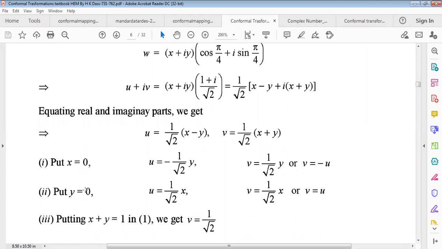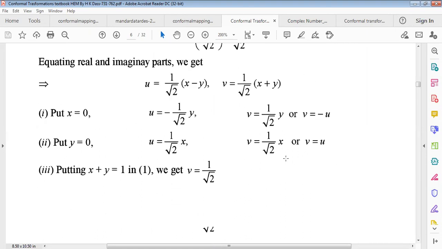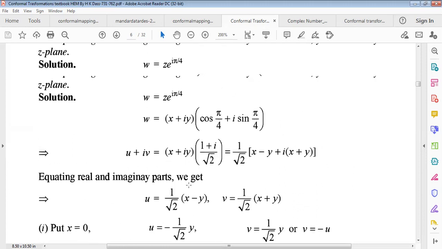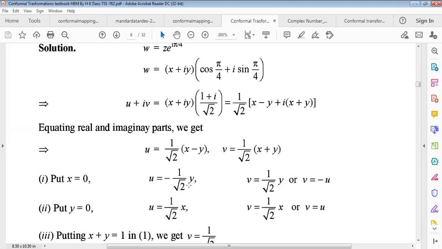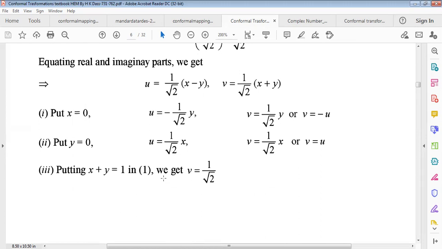Now if y equals 0, then u equals this and v equals 1 by root 2 into x. That means v equals u, same. And here v equals minus u. So putting x plus y equals 1 in equation 1, we get v equals 1 over root 2.